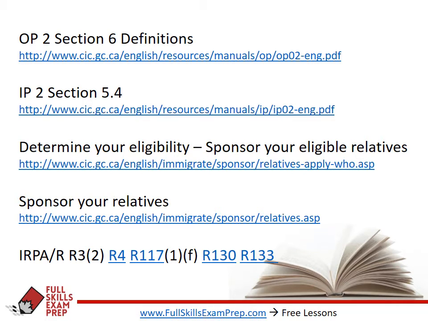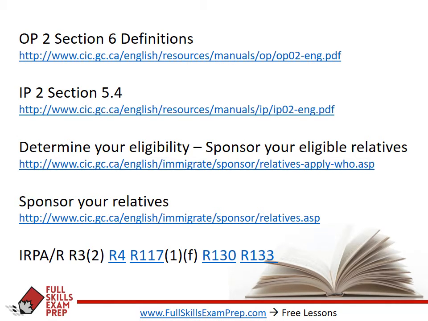Now these other resources talk about this as well. OP2 and IP2 both talk about adopted children a little bit. Most often they actually just refer you to OP3. But again, OP2 and IP2 are really good just to give you a bit more general knowledge about the procedures involved in the family class as a whole.